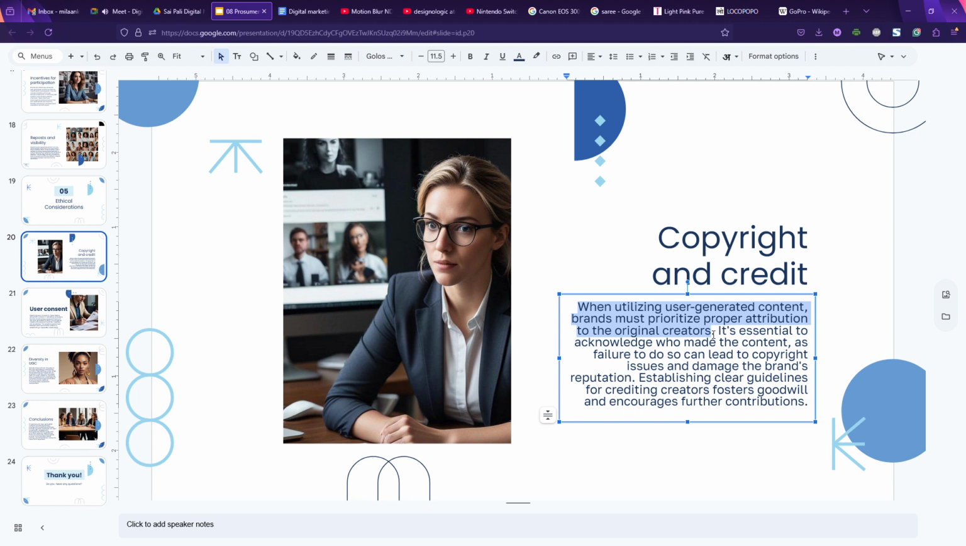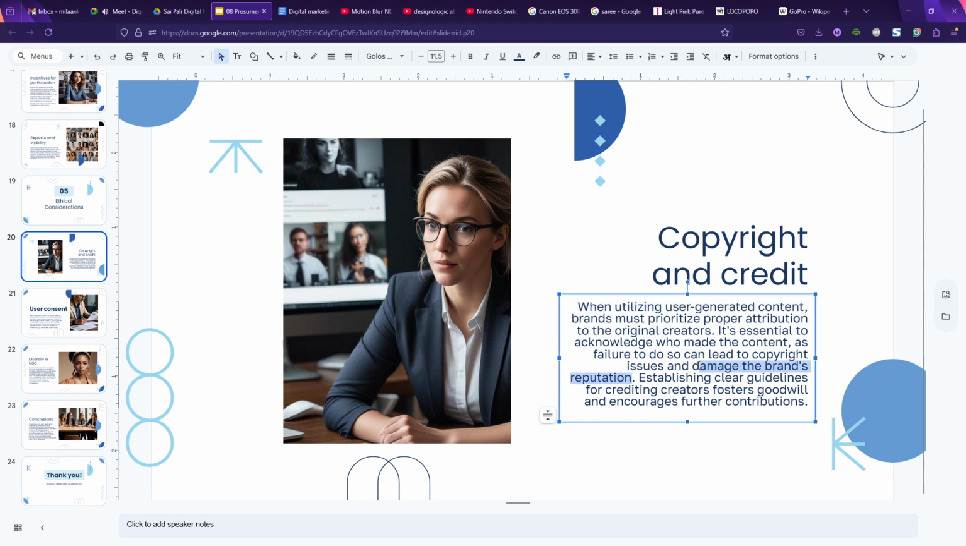So brands must, by default, do it, because if they don't, then the failure to do so can lead to copyright issues. And people, especially in the US, since they can sue almost anything or everything, that might lead to legal litigations and other issues. It's essential to acknowledge who made the content, as failure to do so can lead to copyright issues and damage the brand's reputation.